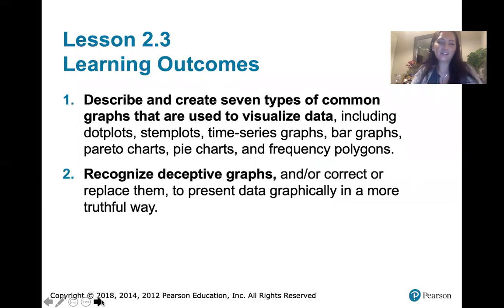And then in our second learning outcome, we're going to focus on recognizing deceptive graphs. And if we have a deceptive graph, we're going to talk about what it would take to correct that deceptive graph to make it a little bit more honest, presenting the data in a more truthful way. Or we'll talk about how to replace that deceptive graph with one that is less deceptive, with one that is more clear about what the data actually says.